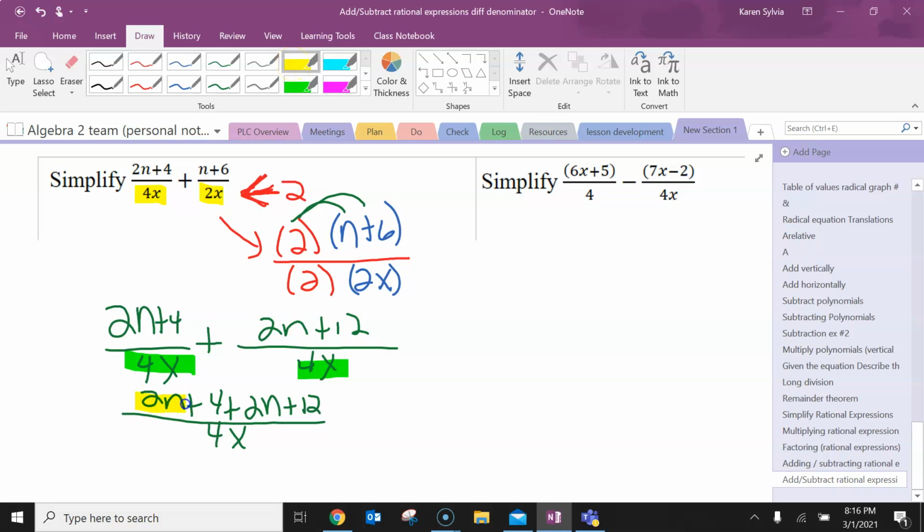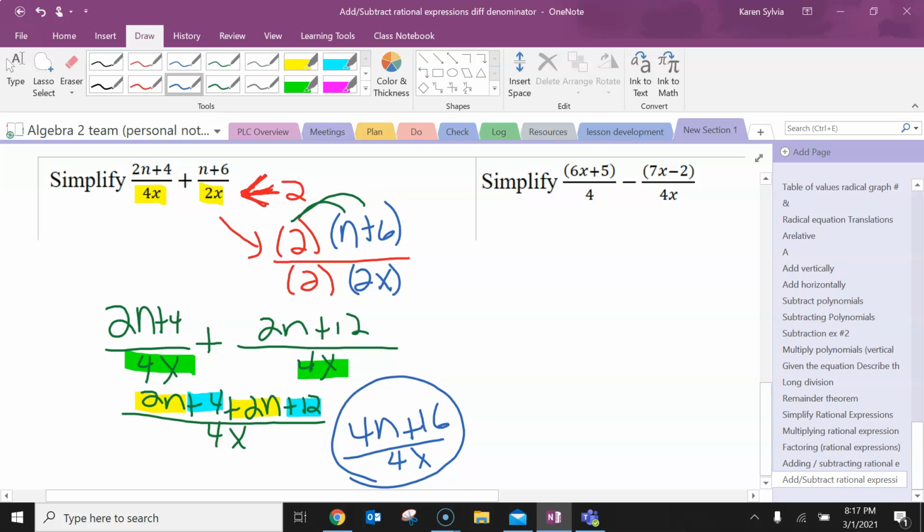Last step now is to combine our like terms. So my 2n and 2n will become 4n, plus 4 plus 12 are like terms. That will become plus 16 all over 4x, which is my answer.